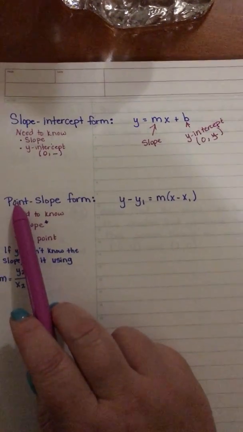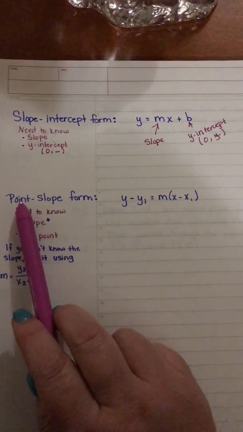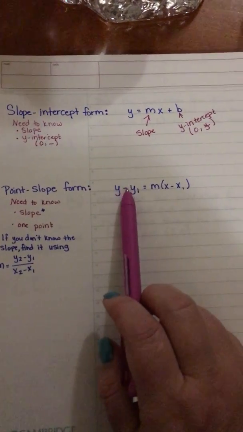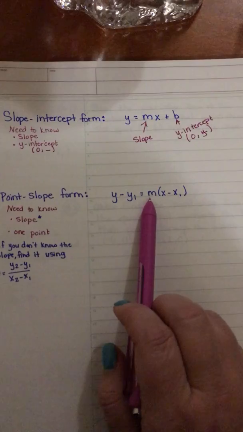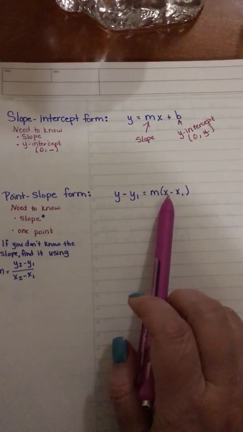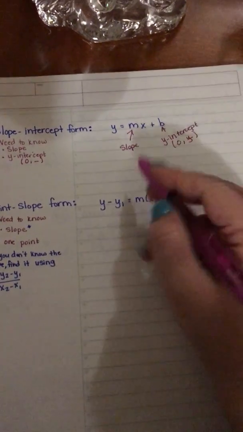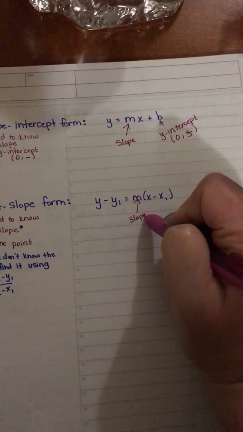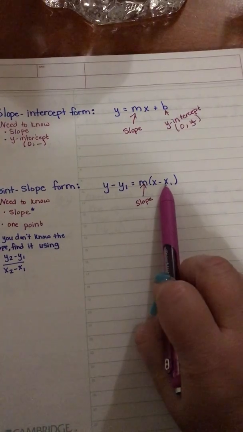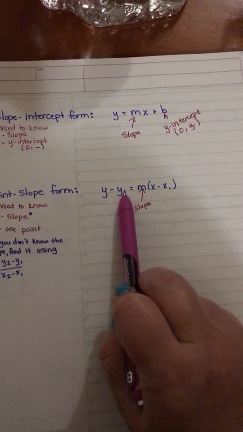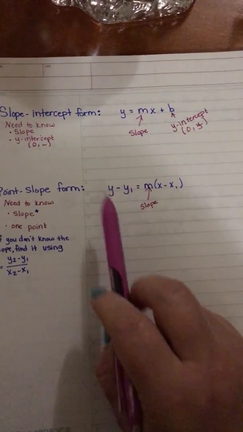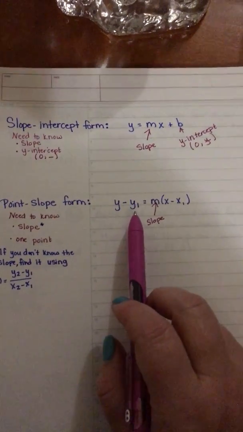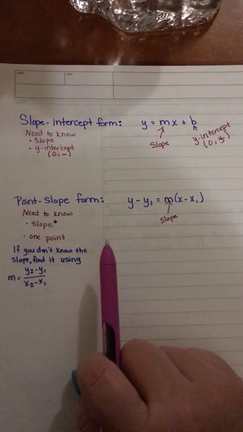The other form of the equation that you need to know is point-slope form, and it is written as y - y1 = m(x - x1). This m, once again, represents the slope, and this x1 and y1 are going to be found using the point that's given. We'll talk more about that in a minute as well.